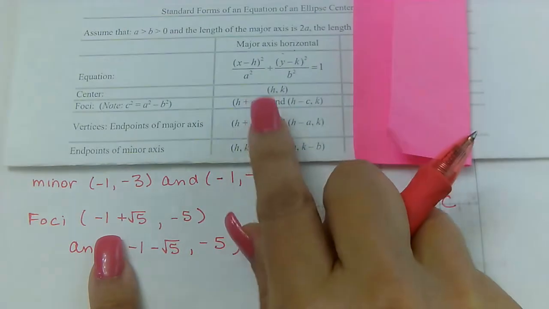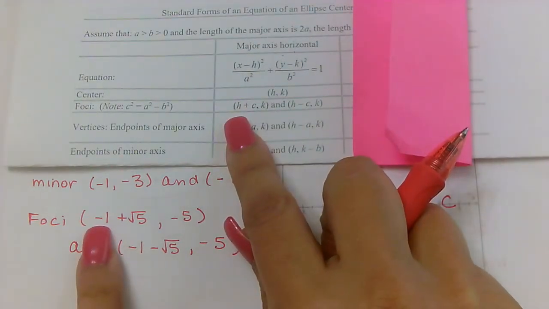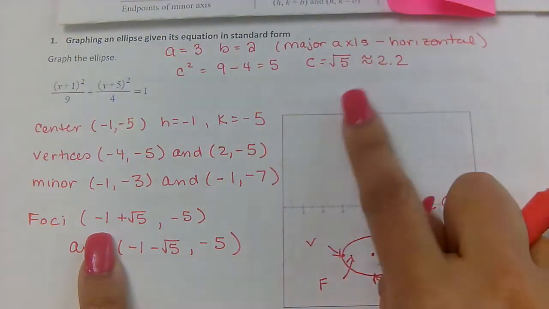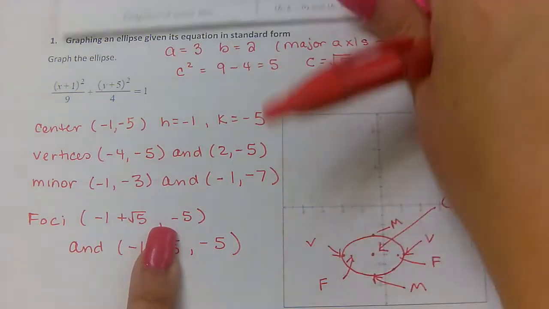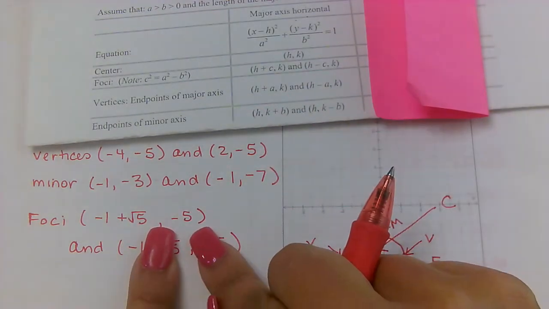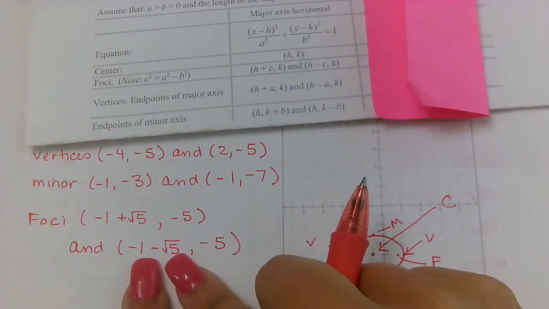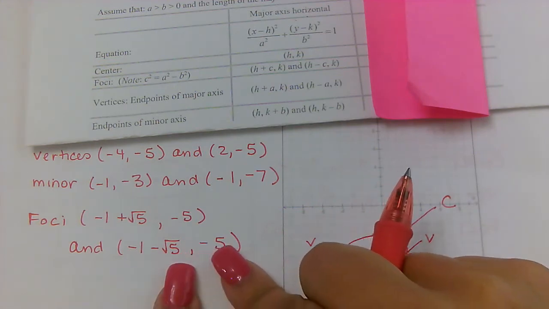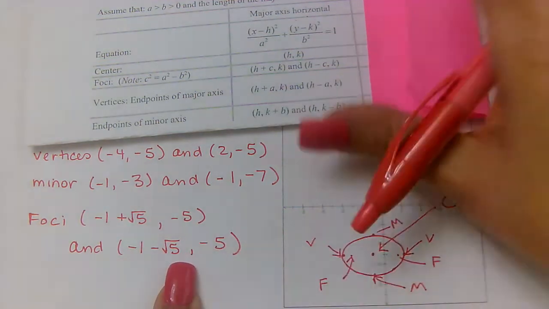Okay, I'm finding my foci. Okay, my foci is going to be h, which is negative 1, plus c. c we found to be the square root of 5, and then our k is negative 5. Then negative 1 minus the square root of 5, and then the k would be negative 5.